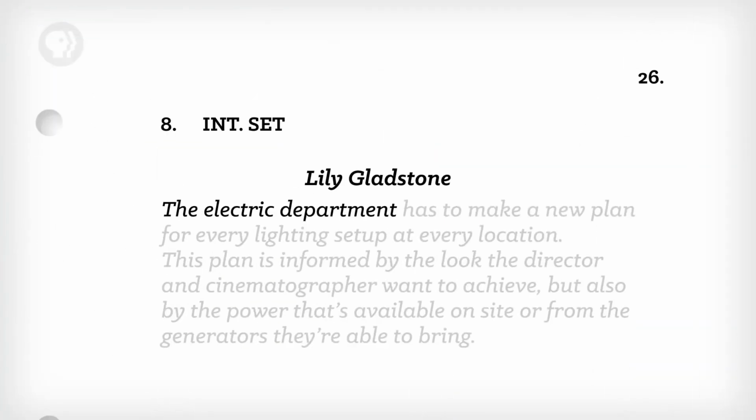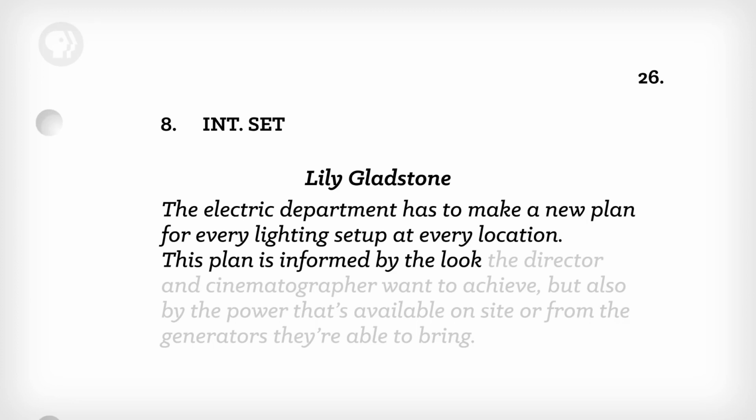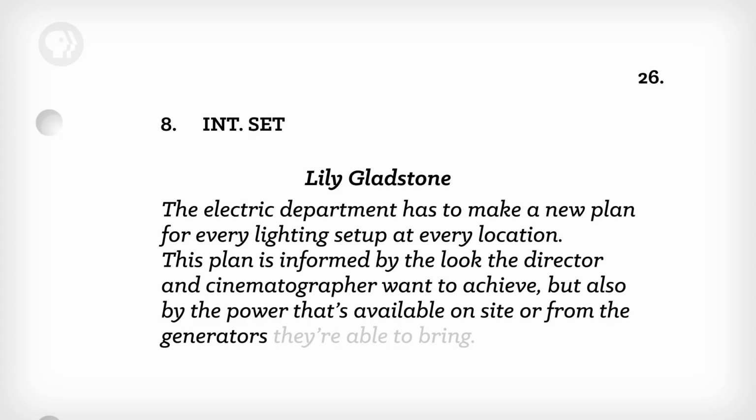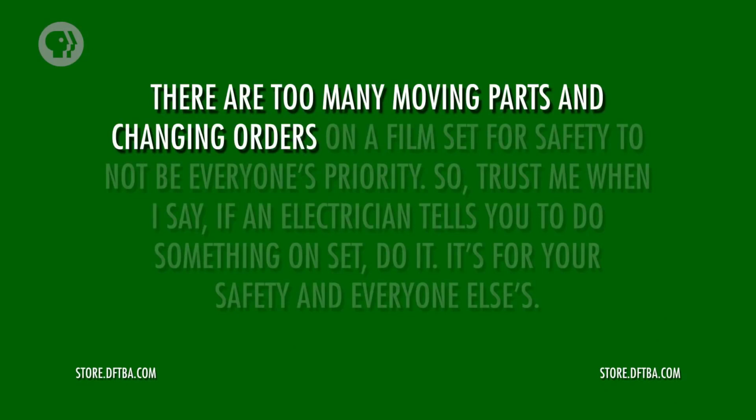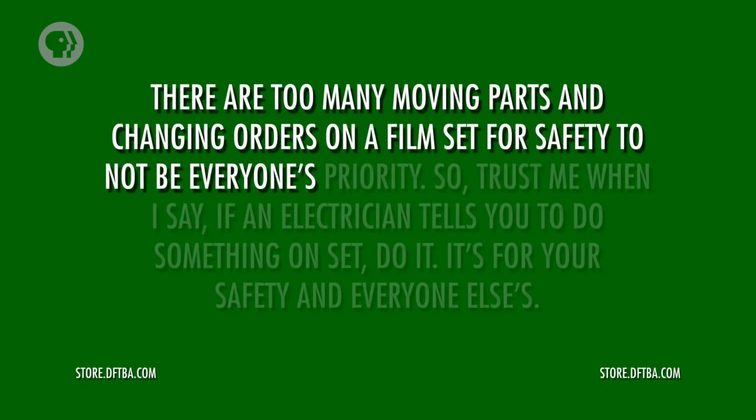Like almost every other crew position, it's a mix of creativity and technical skill. When it comes to lighting, though, it's especially technical. Like, there's math. The electric department has to make a new plan for every lighting setup at every location. This plan is informed by the look the director and cinematographer want to achieve, but also by the power that's available on site or from the generators they're able to bring. So the electric team isn't just lighting a set, they're also bringing power to it. A lot of power that could be deadly if it's not handled safely. But who's responsible for safety on a set? That's easy. You are. There are too many moving parts and changing orders on a film set for safety to not be everyone's priority.